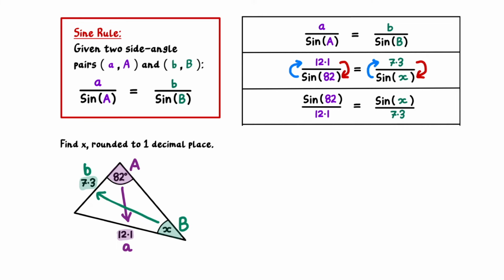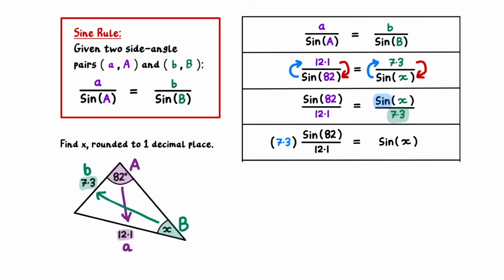From here, there's two things we need to remove in order to isolate the x: the sine function in front of the x and the division by 7.3. We'll begin by getting rid of the division, and we can do this by multiplying both sides by 7.3.